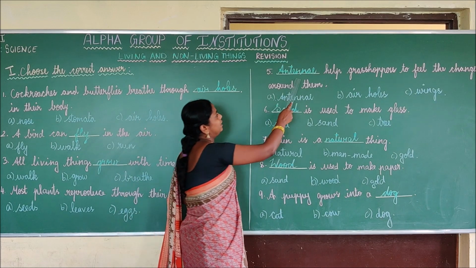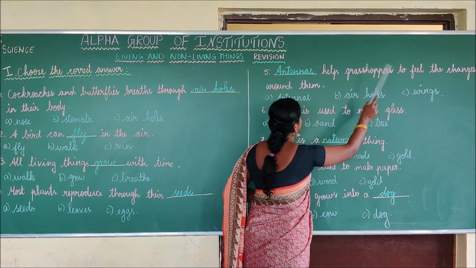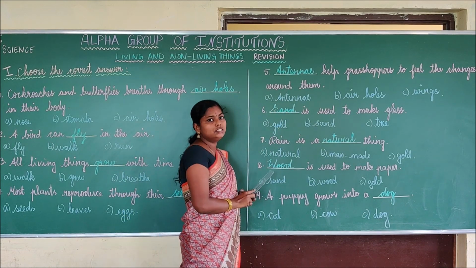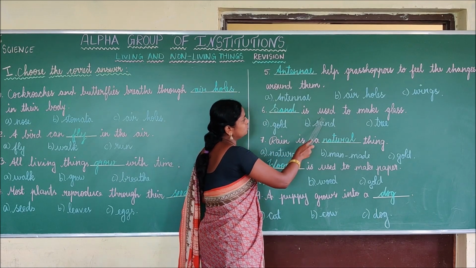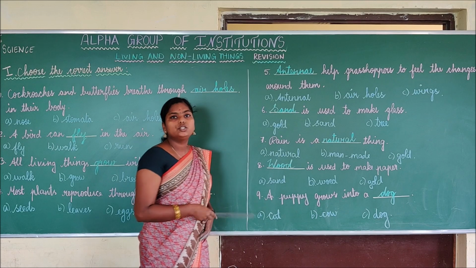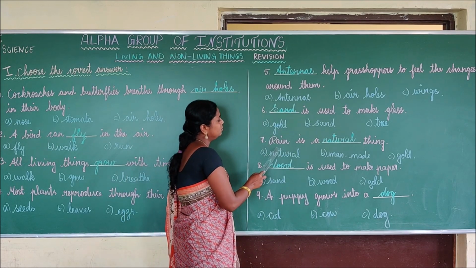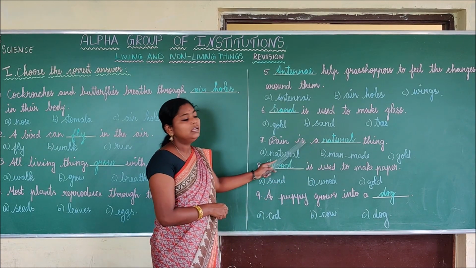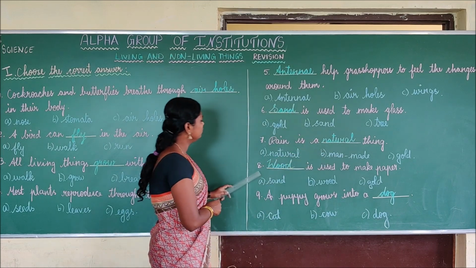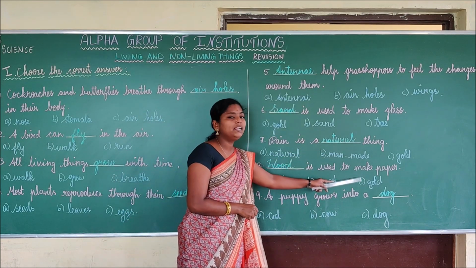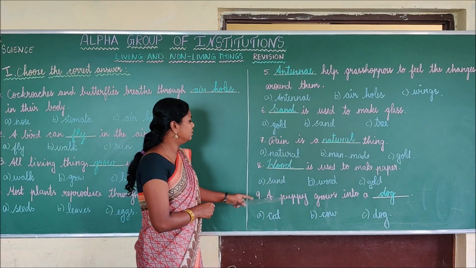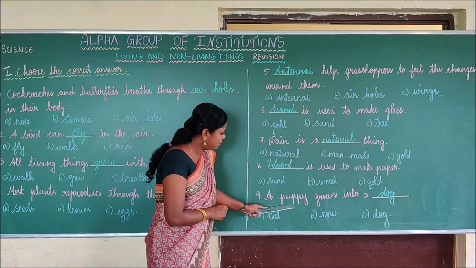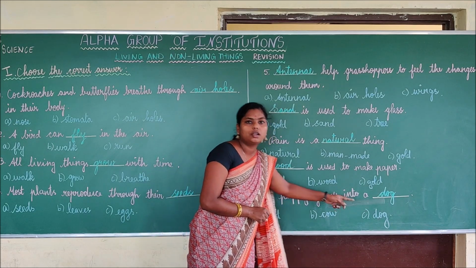Your fifth one, antenna helps grasshoppers to feel the changes around them. So what is happening around them, they will sense through their antenna. Is it clear, students? Sixth one, sand is used to make glass. Seventh one, rain is a natural thing. It is not a man-made thing. Eighth one, wood is used to make paper. A puppy grows into a dog. See here, this is a puppy and this puppy grows into a dog. Is it clear, children?